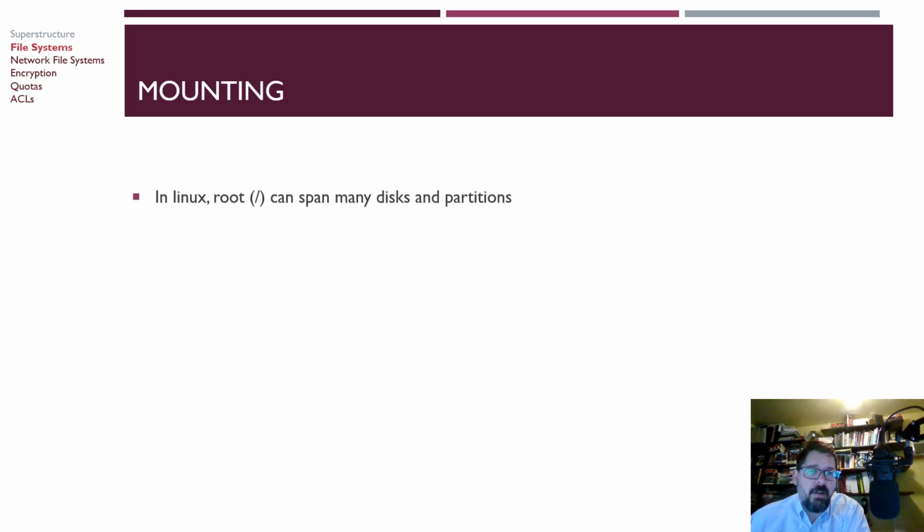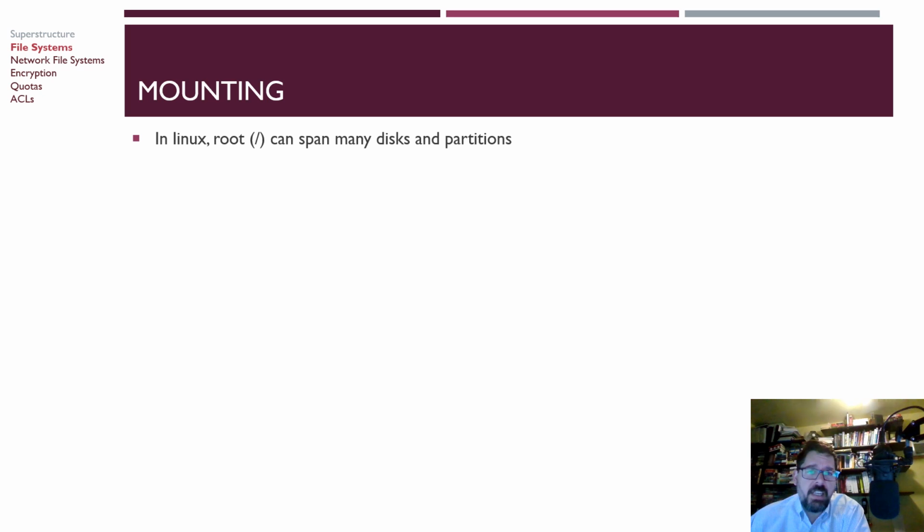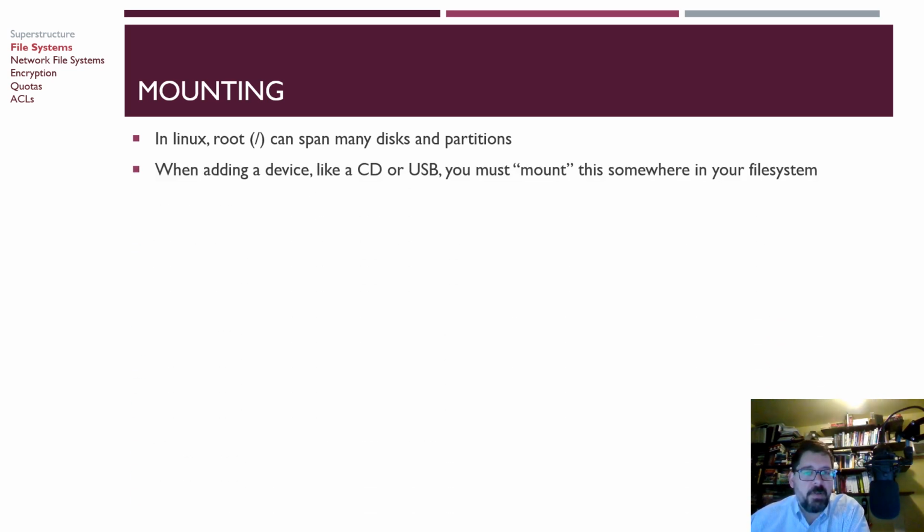All right, so let's talk about mounting. In Linux, root can span many disks and partitions. Unlike Windows where you have C and that's all one partition, you can mount different partitions into root in Linux, so it's a little bit more flexible. For example, if you're adding a CD or a USB, you would use the mount command to mount that somewhere in your file system, anywhere you want. It doesn't have to be like Windows where it's a drive letter. You can mount it into a home directory if you wanted to, for example, and you're going to use the mount command to do that.